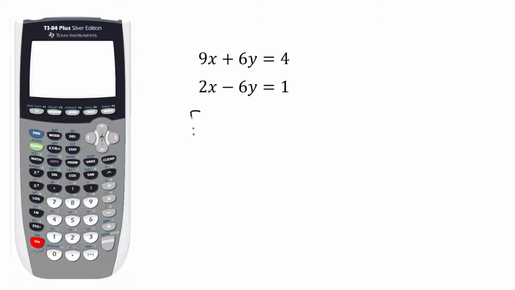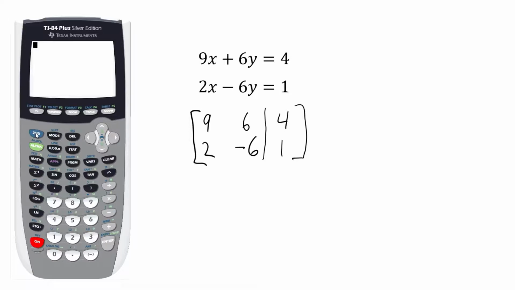So the augmented matrix will be 2 rows by 3 columns, and we'll populate it with the coefficients of x and y. So 9 for 9x, 6 for 6y, and then for the second row, 2 for 2x, and -6 for -6y. Now the augmented part is what comes after the equal sign. And so usually we draw a little line here to mean the equal sign, but the calculator won't have that, and that's okay. So we'll put 4 and 1. So this is our system of linear equations in an augmented matrix.